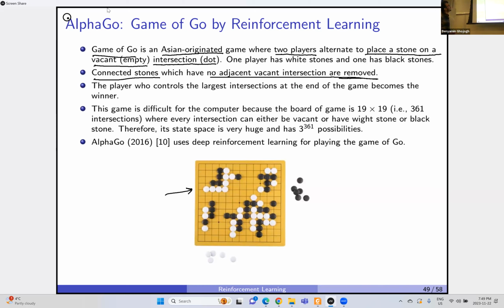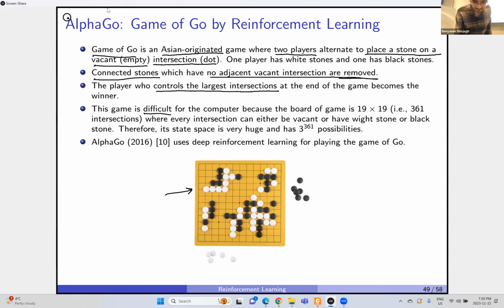By the way, they put the stones like this. They don't put it like this. They usually use these 2 fingers. And the player who controls the largest number of intersections at the end of the game becomes the winner. In other words, every player should try to have more intersections and try to remove the intersections of the other player, something like this.